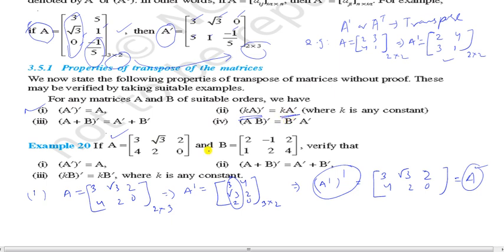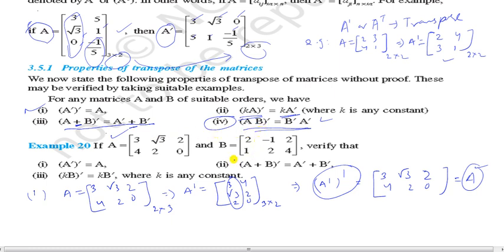You can prove it very simply by taking any matrix, either A or B. Now another property is that it is distributive over addition. A plus B whole dash will be equal to A dash plus B dash. The same thing also holds for subtraction. That means A minus B whole dash will become A dash minus B dash. Now the fourth one is the most important one. This property says A B whole dash will be equal to not A dash B dash, it is B dash A dash.